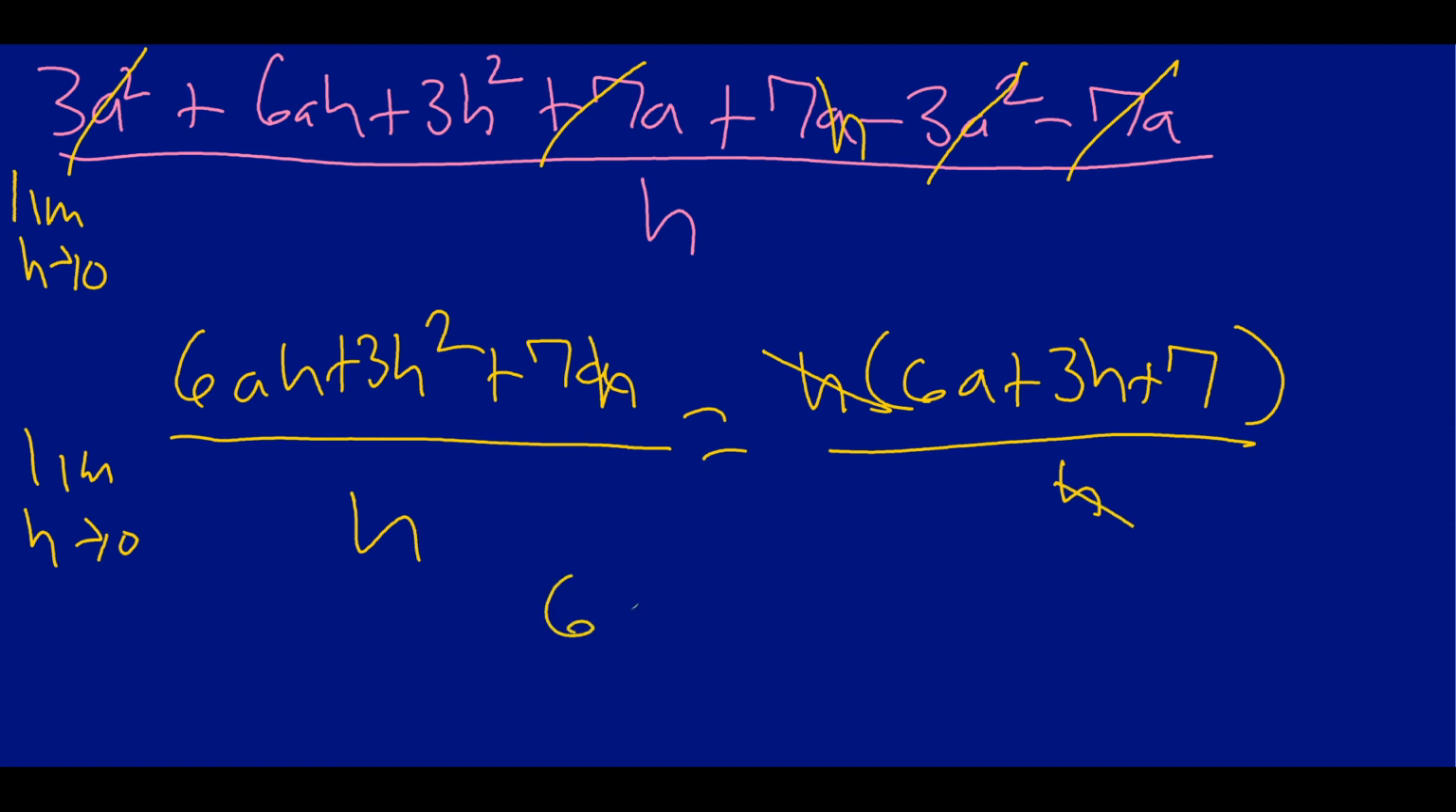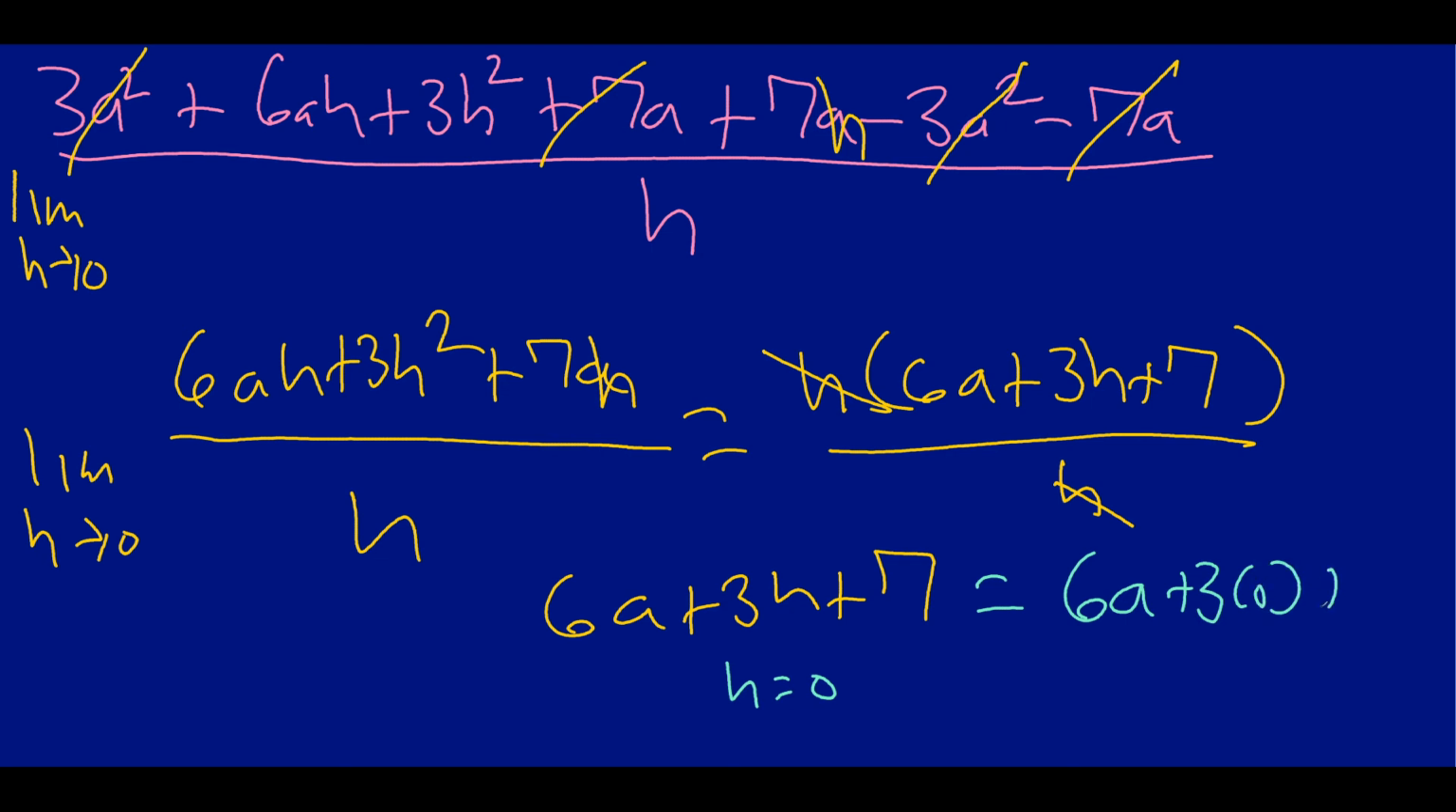We now have 6a plus 3h plus 7. That's what we have here. And so what do we do? Remember, we can now do substitution for the limit. We can put in 0 wherever we have an h. So if I put in a 0 here, let me just change the color, I will end up with, so put h equals 0 here, 6a plus 3 times 0 plus 7. And that simplifies to 6a plus 7.